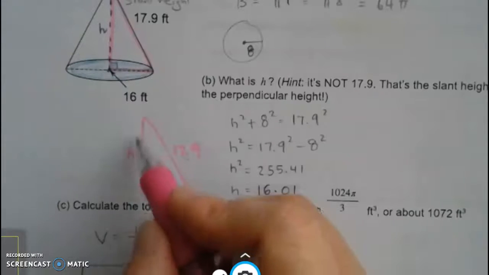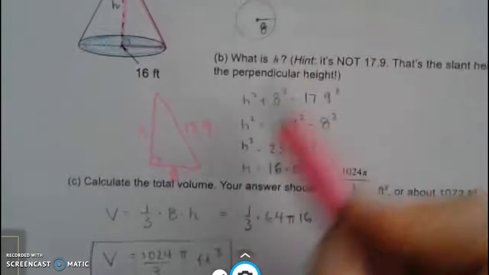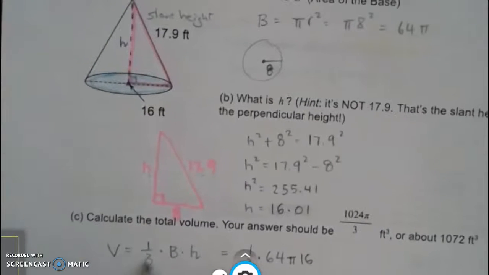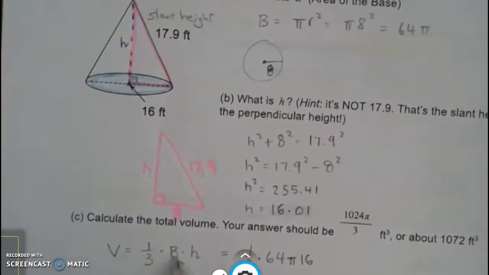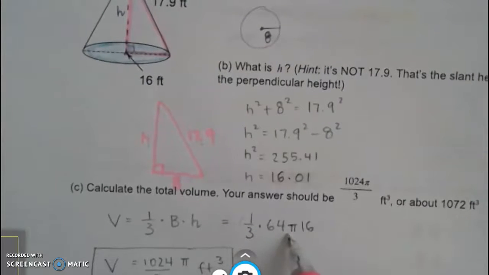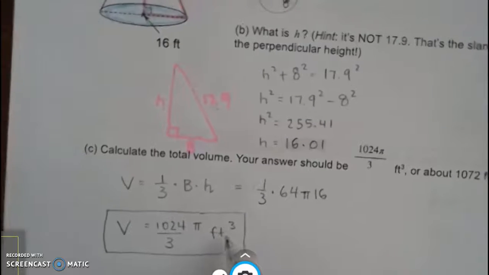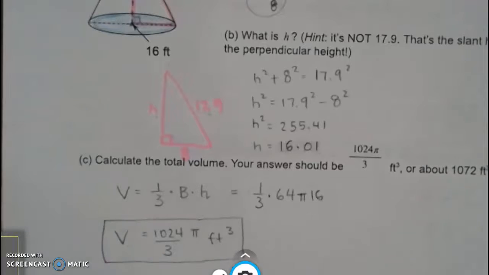Now that we figured out the h and we figured out the r, we can figure out the volume. And volume is going to be 1/3 times area of the base multiplied by h. So it's 1/3 times 64 pi, that's the area of the base, multiplied by height, which is 16.01, or I'm using 16. And so that's going to give us 1024 pi divided by 3 feet cubed. So that's for number 3.